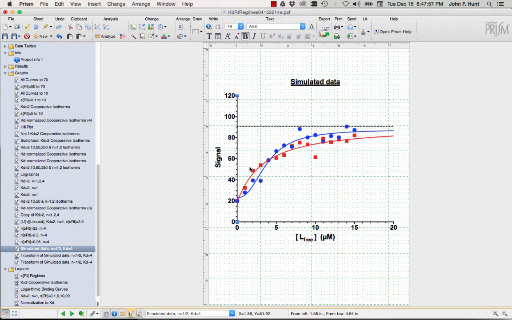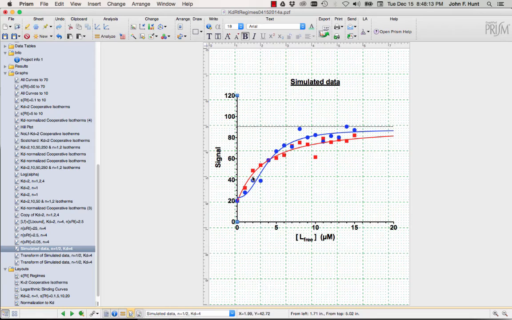If we wanted to know with greater confidence what the cooperativity story is here, we would go back and get more data, and probably try to get more data points here in the low concentration range. So that concludes the exercise on Hill and Scatchard analyses in PRISM.